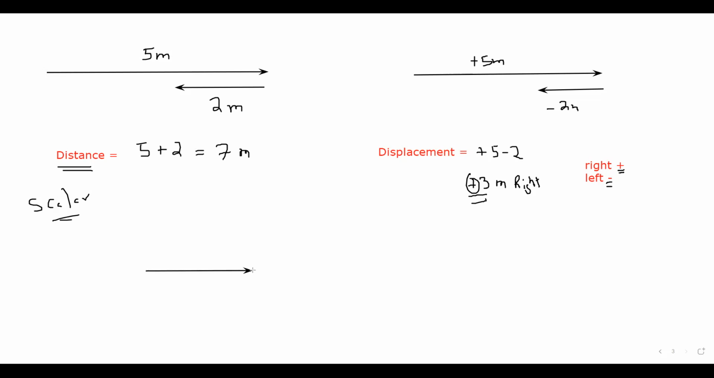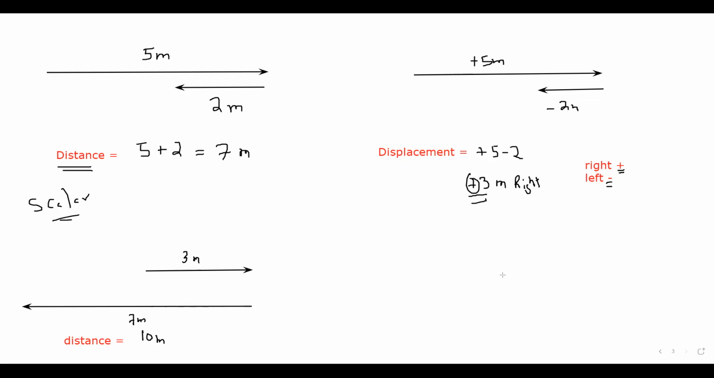Another example, an object covered 3 meters and then it covers 7 meters. The question is, what is the distance traveled by the object? In this example, the object first moved 3 meters and then 7 meters. So the distance is 10. That's right. And we don't have to mention a direction.